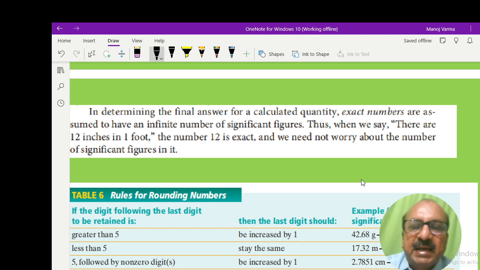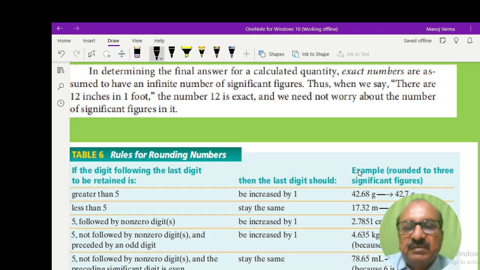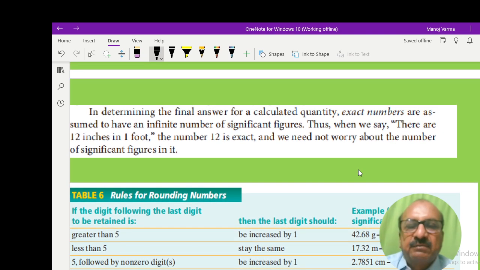So I think you had a basic understanding of what we mean by significant figures, how we decide how many significant figures we should report in our measurement, and how we add, subtract, multiply and divide using numbers which have different numbers of significant figures.